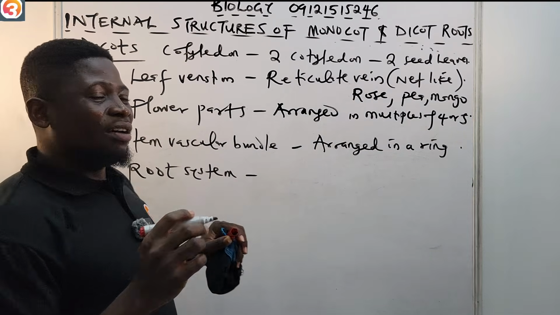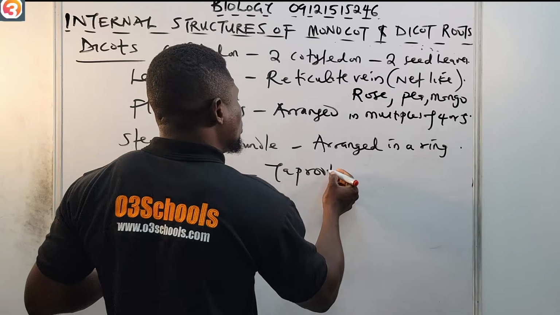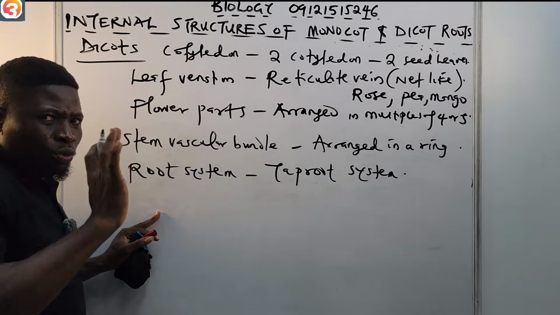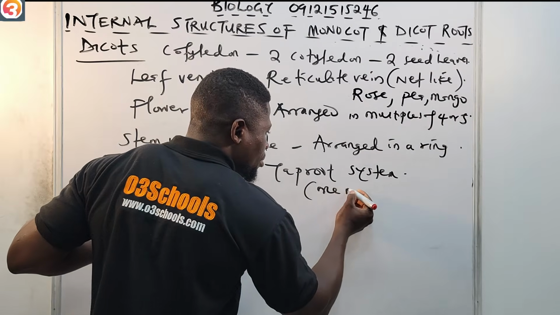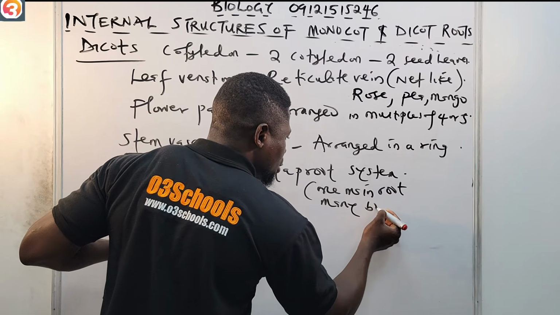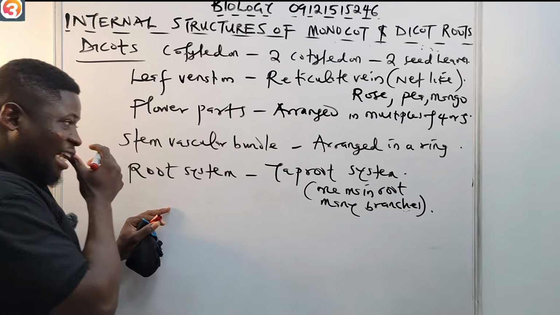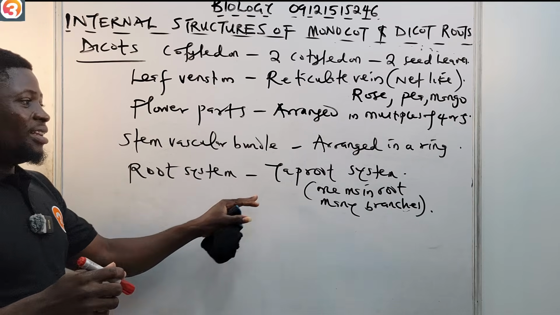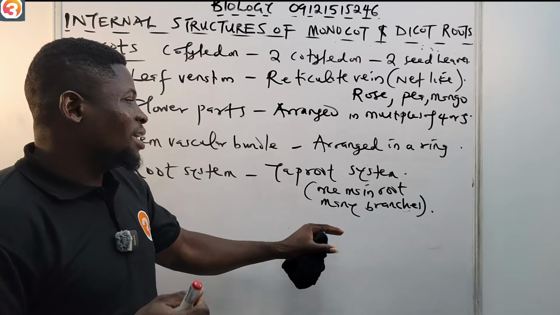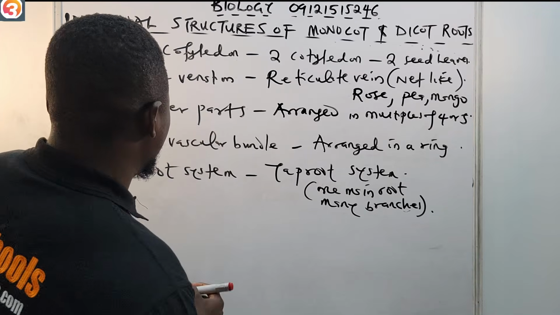Now also their root system. For dicot they have a taproot system. They have one main root, and then they have many branches. So this is how their root system is. You have one main root, then many branches.